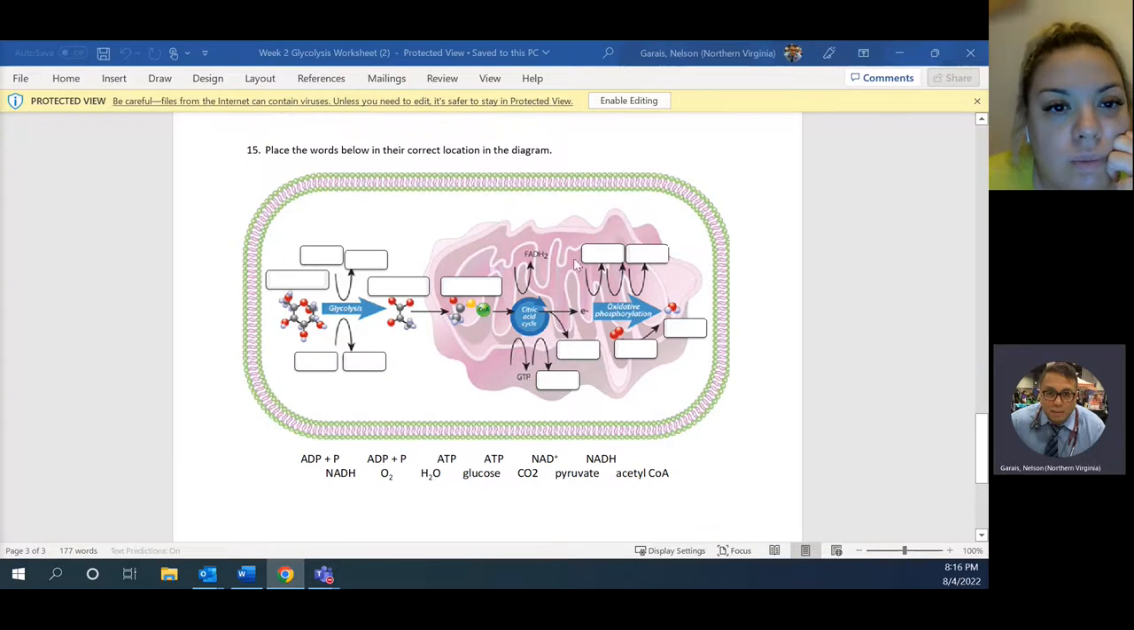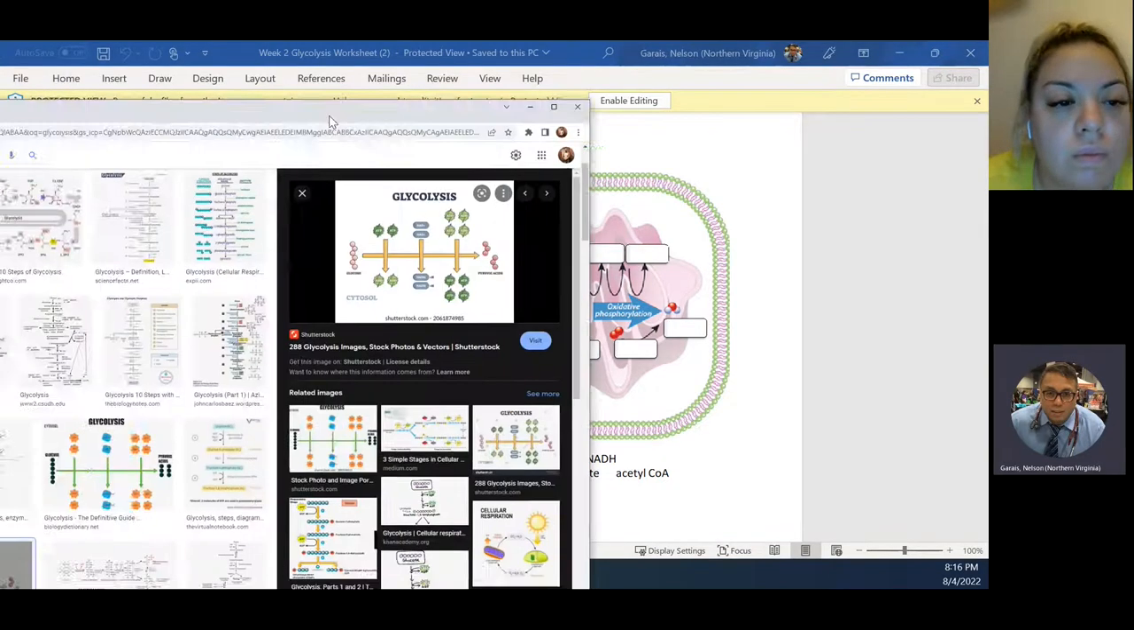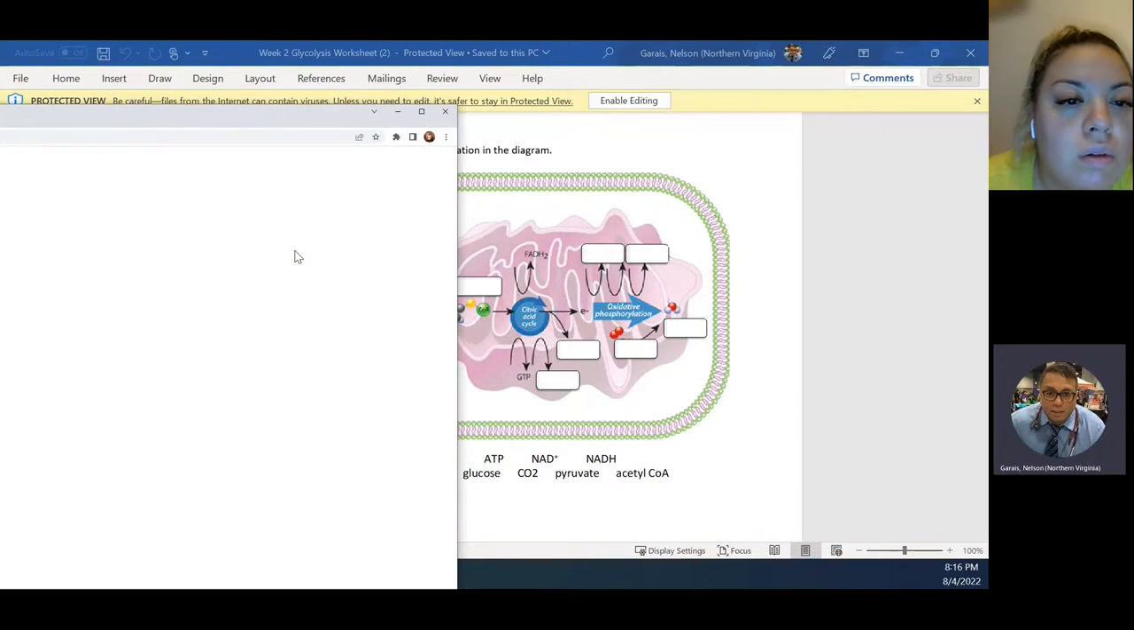Well, this is inside the cell, and of course, this is the mitochondria, and so what does this have to be? This has to be the glucose model, right? How do I know? 1, 2, 3, 4, 5, 6 carbons. Now, if you look up online what glycolysis is, for example, this thing.